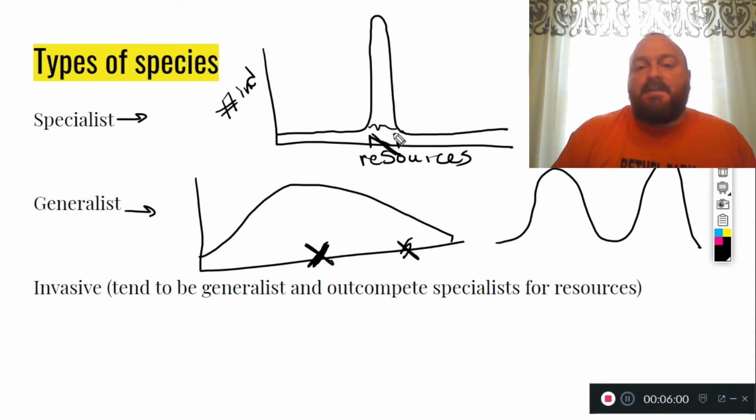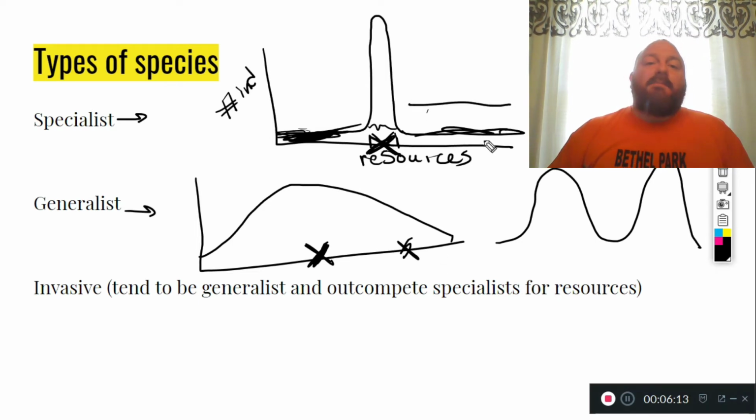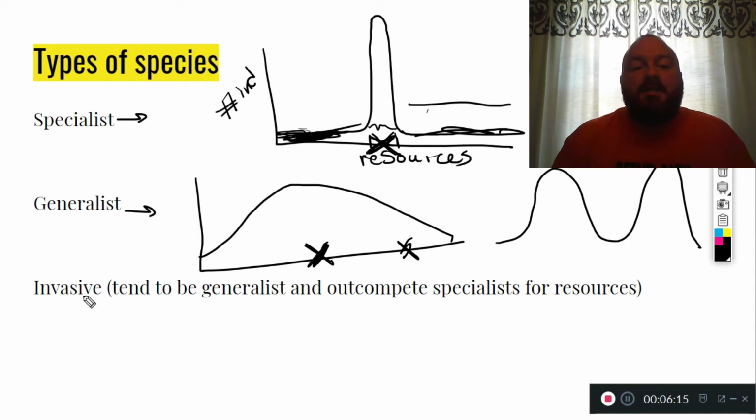If we take that out for the specialist species, now we have none of the population over here to be able to live still. Again, this is almost a zero number. So if we take out the resources that keep the majority of the population alive, we end up with just a horizontal line and the population goes extinct. One of the big things that causes this change is the introduction of invasive species.